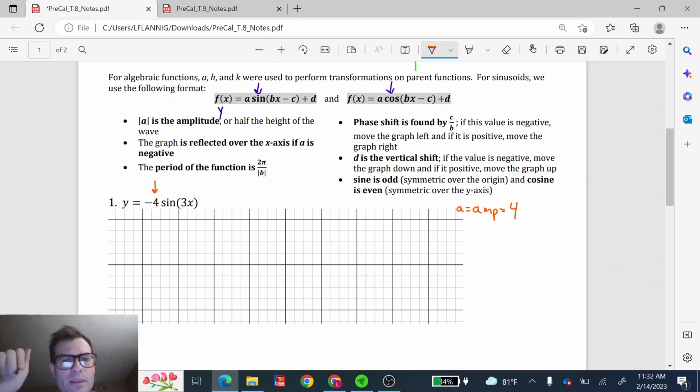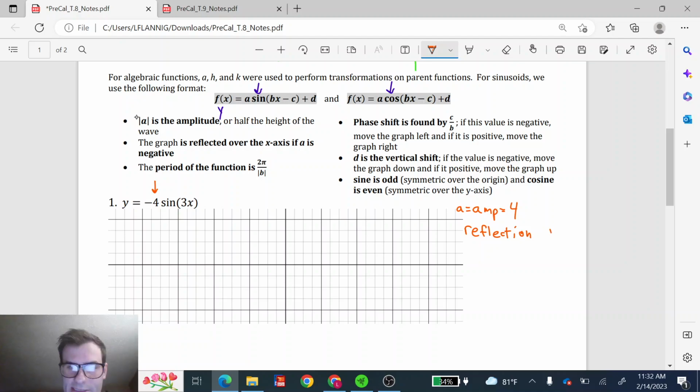The next one is dealing with B and C. Those don't matter by themselves. They are used to find other things. So the graph is reflected over the x-axis if A is negative. So we look to see right here, A is negative, so there is a reflection. So for when we do the tests, all you have to say is if there is a reflection or not.